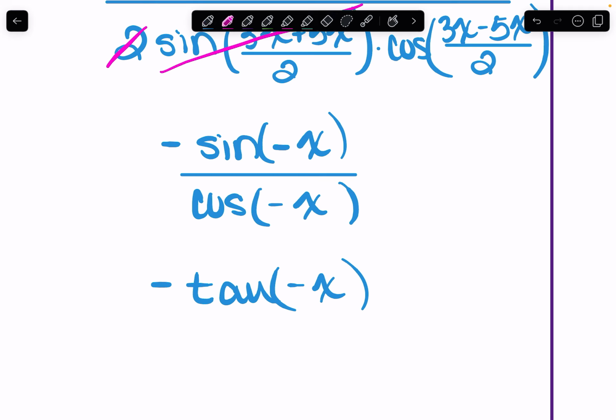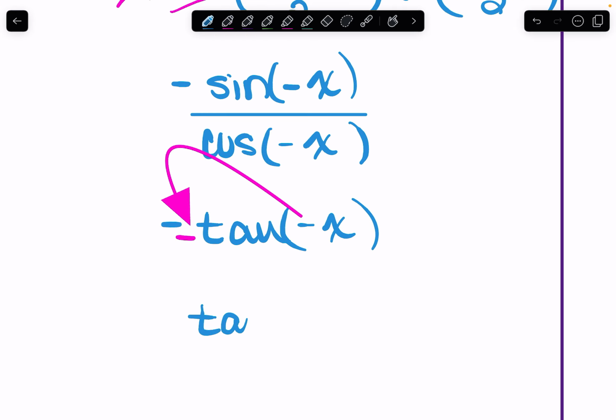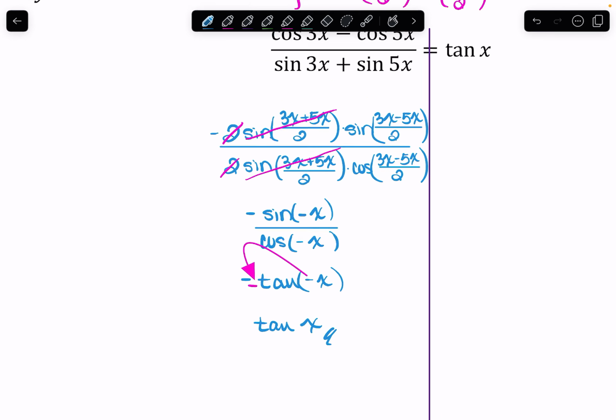And then using our even odd identities, tangent is odd. So negative inside is as if we brought the negative over to the outside. But because there's already a negative there, that makes it a double negative, so they drop. And we are left with tangent of x.